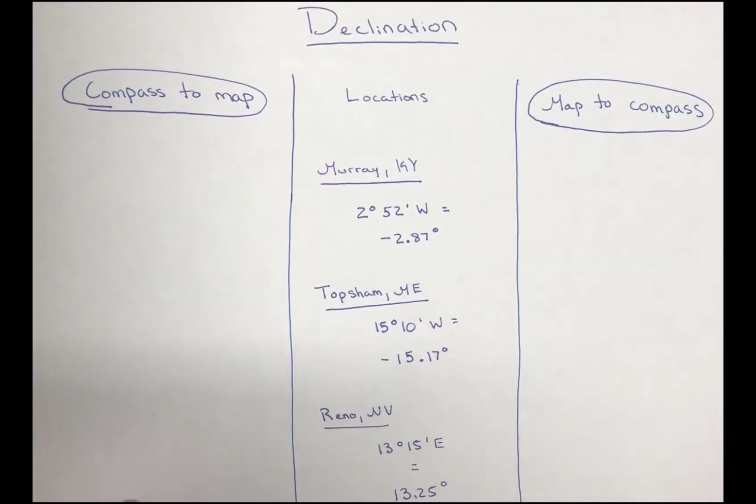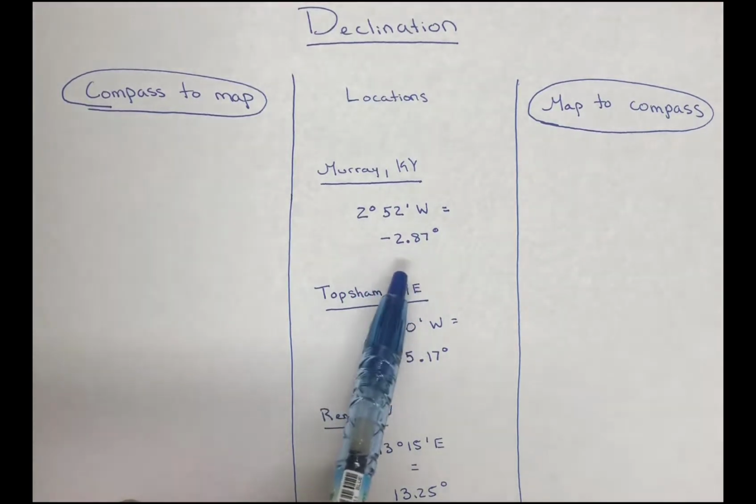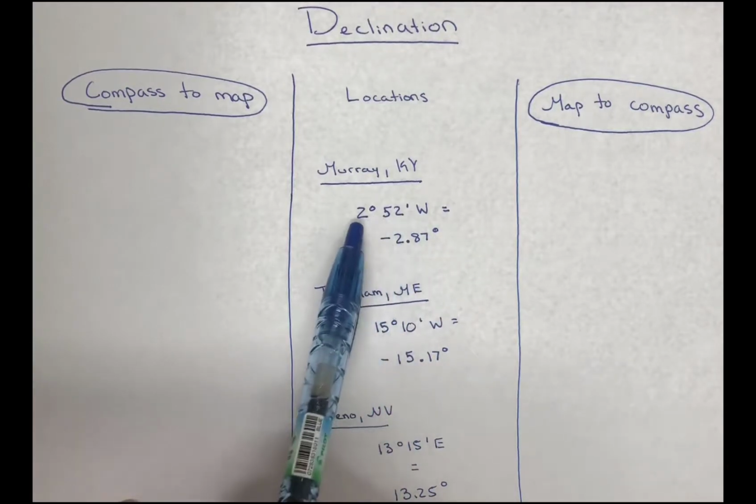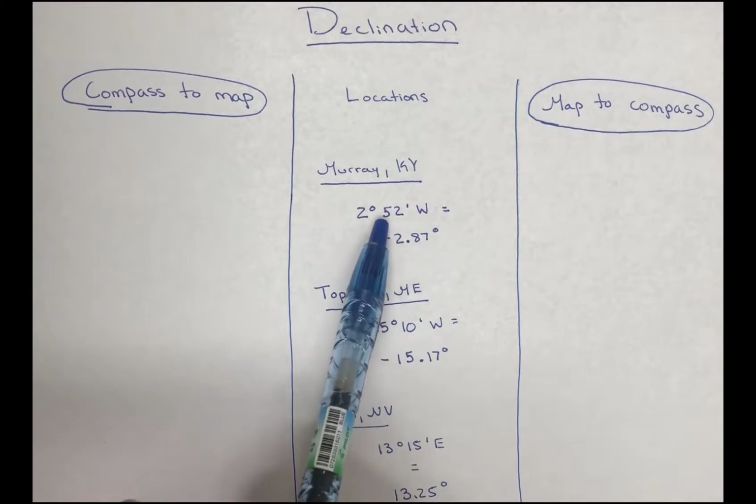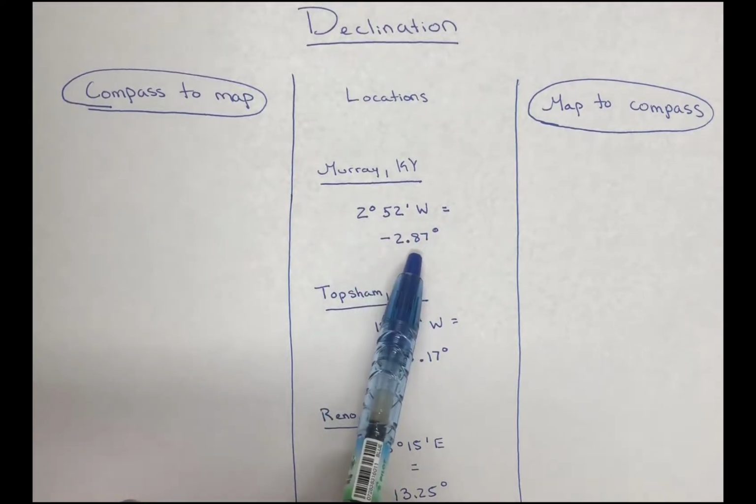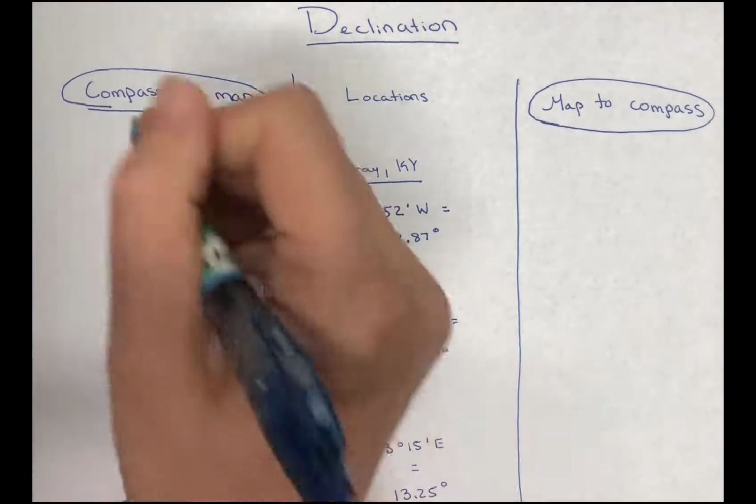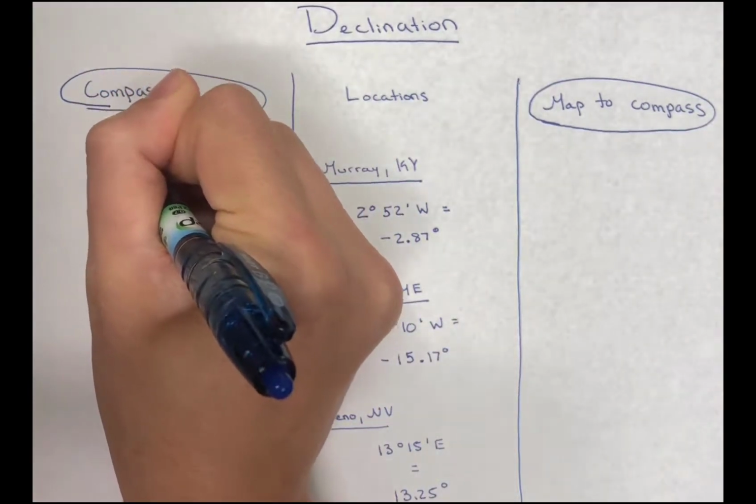Now, I went online previously and used the site that I showed you in the previous video, and I figured out what the declination was in Murray, Kentucky, Topsham, Maine, where I grew up, and Reno, Nevada. I converted these to decimal degrees because it's easier to work with. To do that, all you have to do is divide your minutes, since we have degrees and minutes, by 60. So 52 divided by 60 is 0.87 with rounding, and so on. You would do that for each one of these. The next thing is I'm going to give you an azimuth. Let's say that we go out with a compass and we measure an azimuth of 100 degrees.